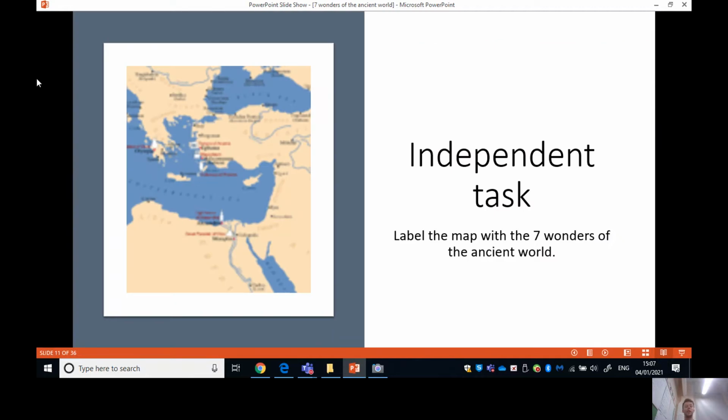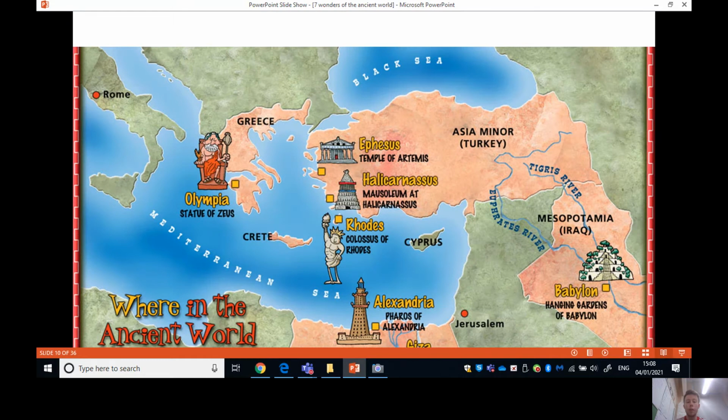Okay, so your task that you are going to do on your own is you are going to label the map with the 7 wonders of the ancient world. So I've gone through them here on the previous slide, and if you are stuck, of course you may go back and help yourself, but of course it's not a good idea to copy because that means you won't learn. So if you need to spend some time looking at this before going near your activity, then absolutely do.